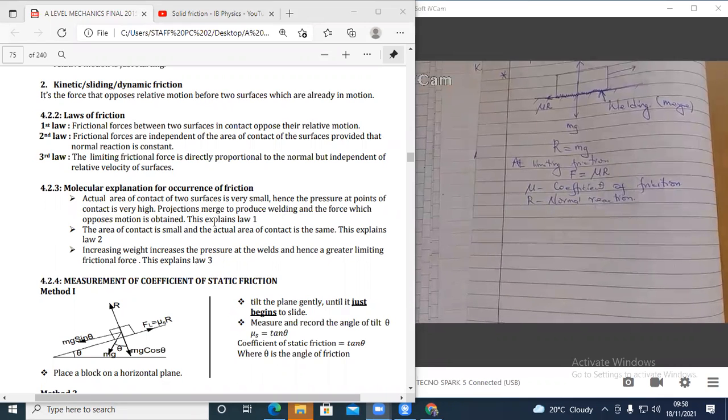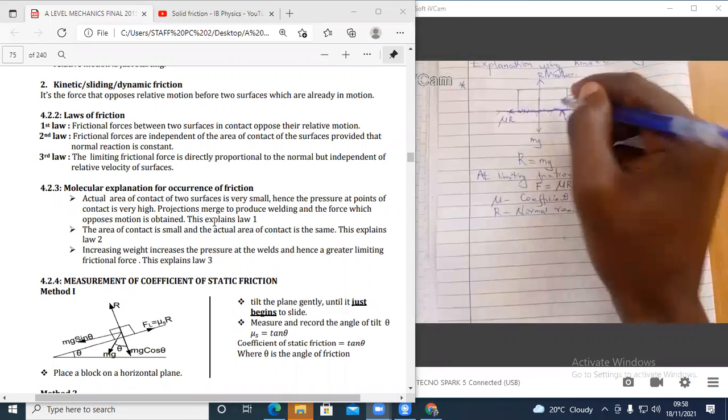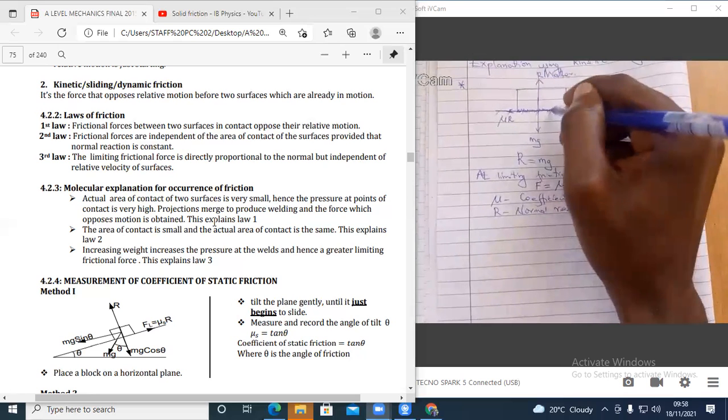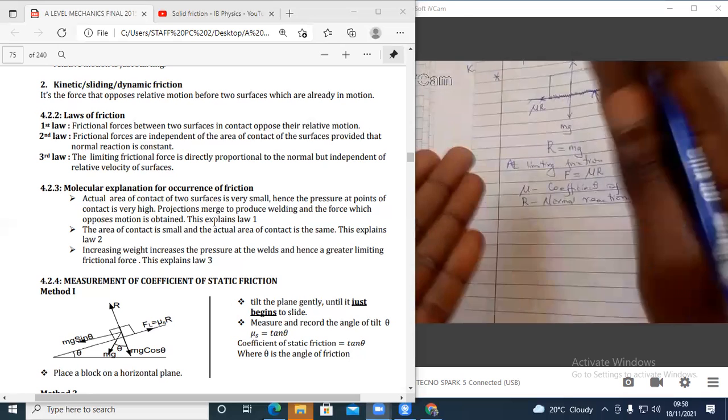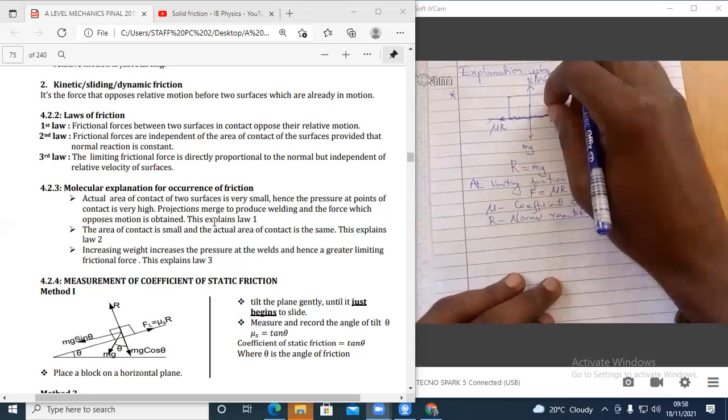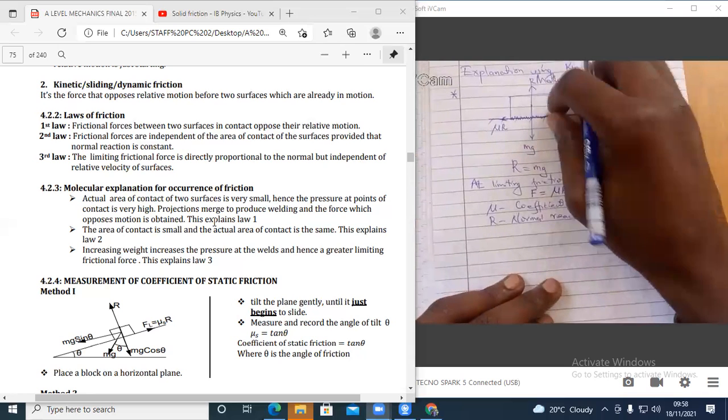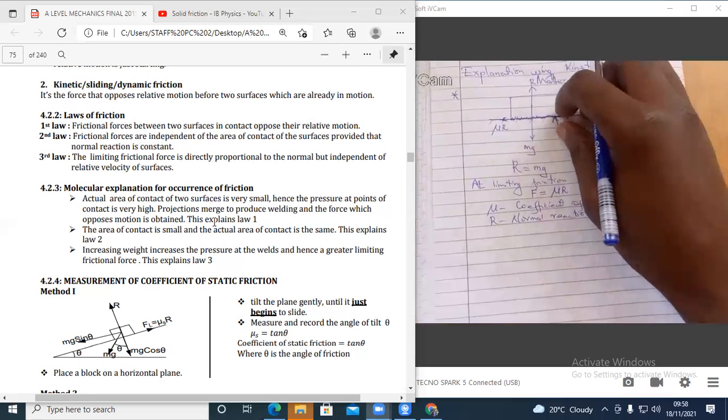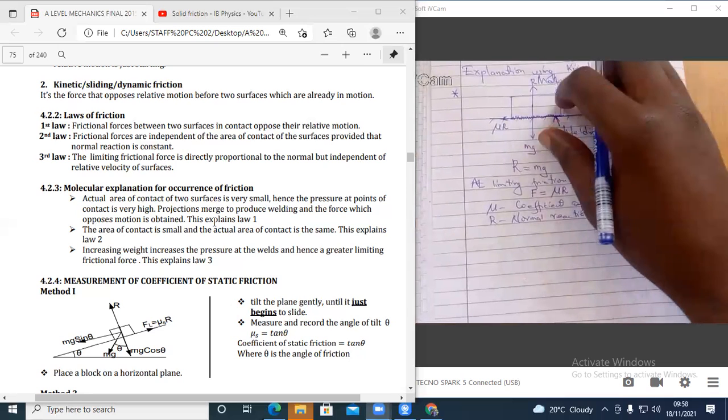So that explains the first law. Why does frictional force oppose motion? Because of the zigzag, the two surfaces will be welded together. So there will be no motion. So it will oppose motion.